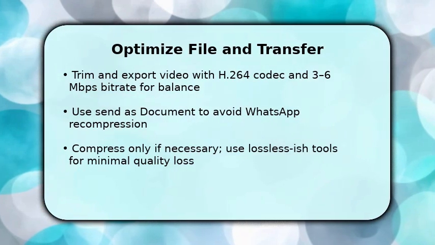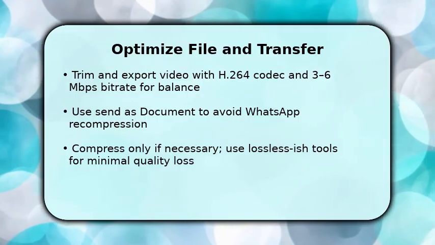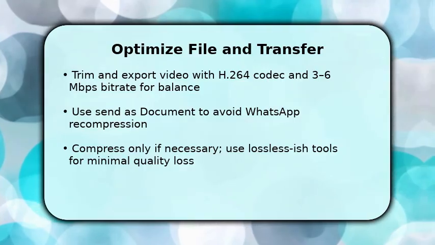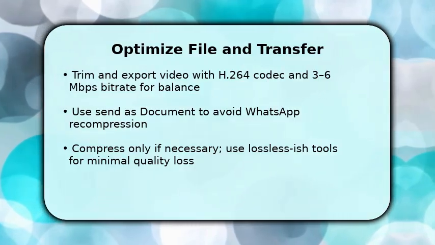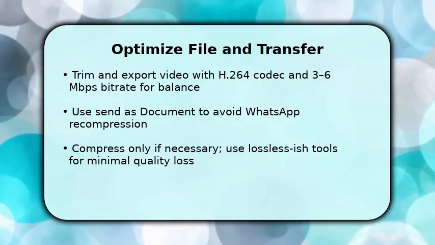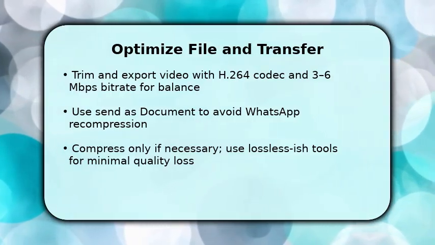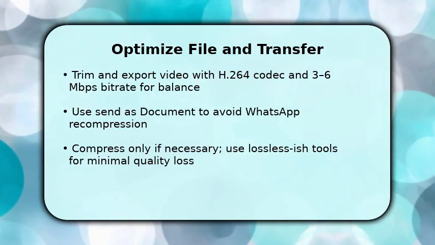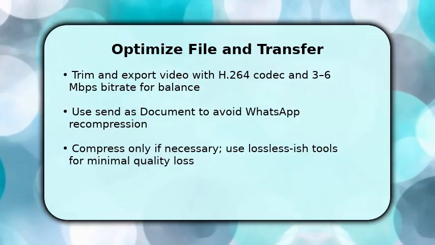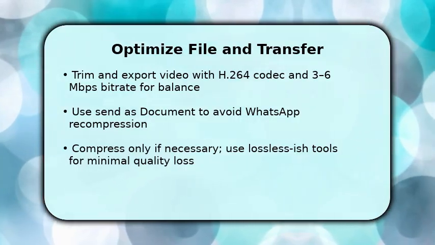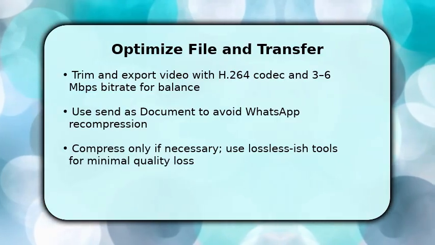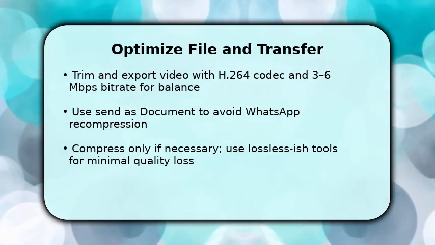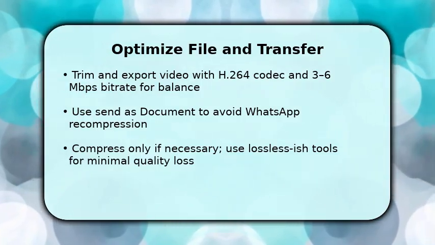Now focus on the file itself and the method of transfer. Trim unnecessary frames and export using H.264 at roughly 3 to 6 megabits per second to retain detail while keeping size reasonable. Crucially, send the video as a document instead of a regular media file. That bypasses WhatsApp's default recompression. If you must compress to meet size limits, use a tool that preserves quality. This keeps edges sharp and minimizes blockiness. These choices control how much quality stays intact in transit.